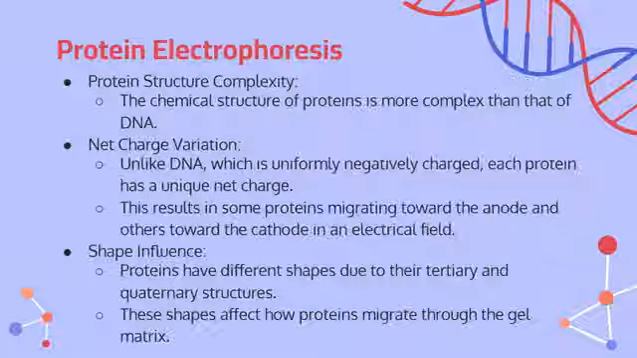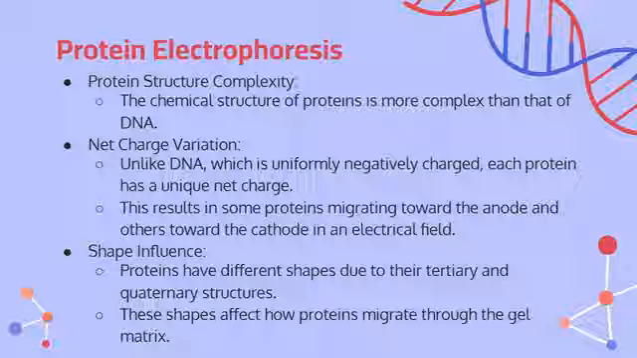So, a couple of things on this. We can look at protein structure complexity. The chemical structure of proteins is more complex than that of DNA, so it's going to separate a little bit differently. We also have net charge variation. Unlike DNA, which is uniformly negative across all DNA molecules, each protein has a unique net charge, right? We looked at how if the pH and the pI were different, they would have different charges.